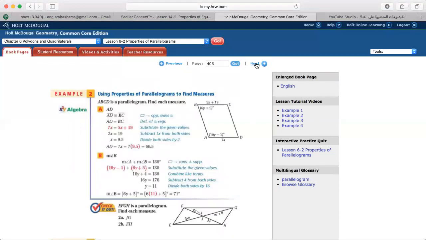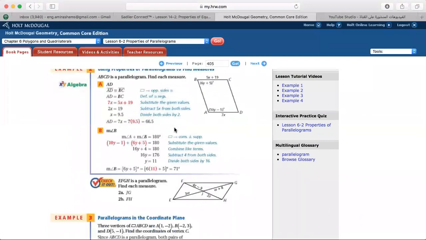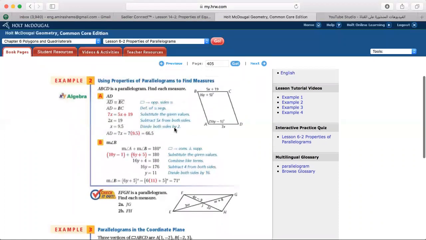Algebra and geometry together. This one. Using properties of parallelogram to find measures. I have here ABCD is a parallelogram. Okay, I want to get AD. From the properties of the parallelogram, every two opposite sides are congruent. So AD and BC are congruent. So AD is equal to BC.